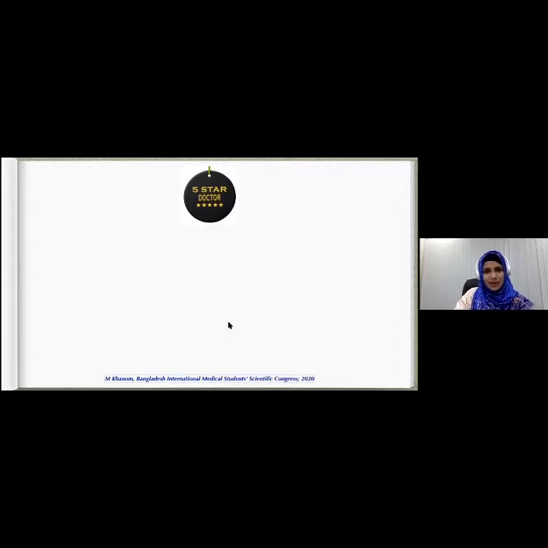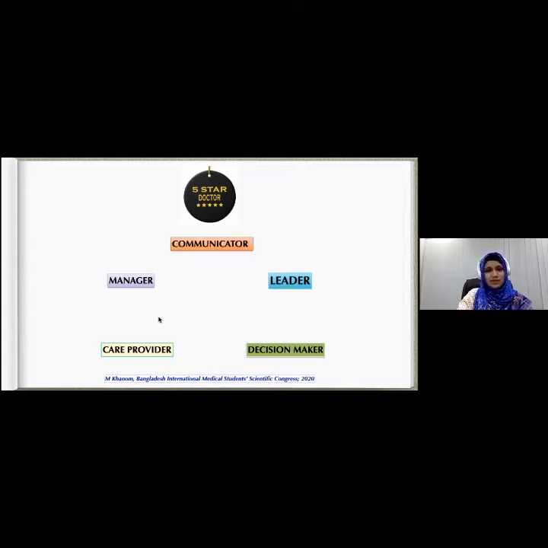According to the World Health Organization, there should be 5 attributes of a physician of future generations: a manager, a leader, care provider, decision maker, and most importantly, communicator. All together make 5-star physicians.